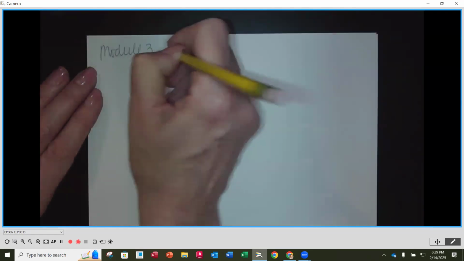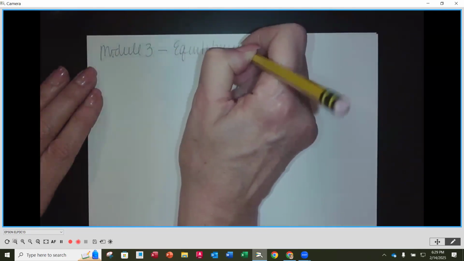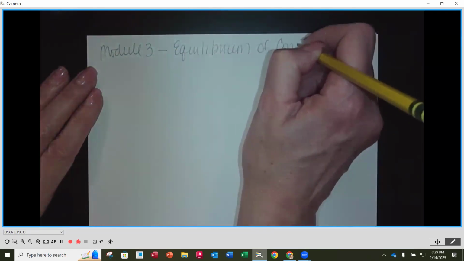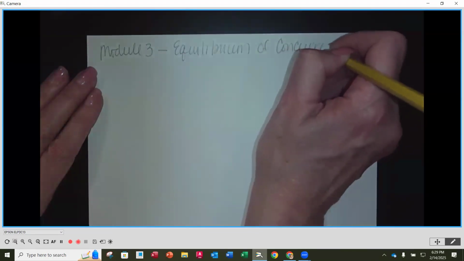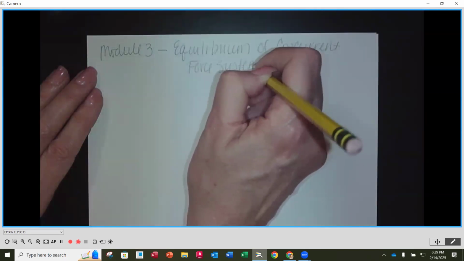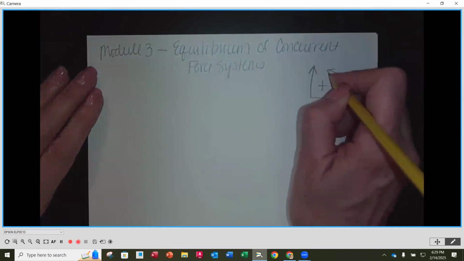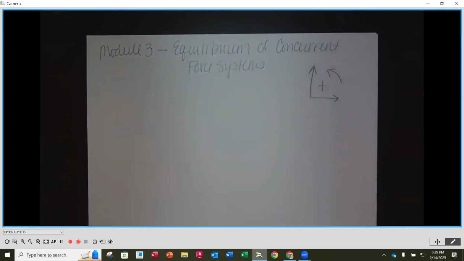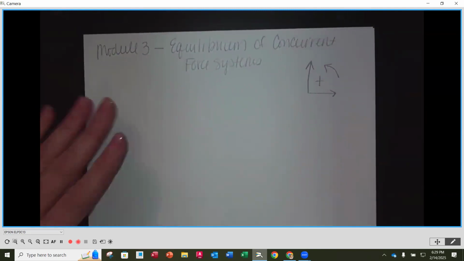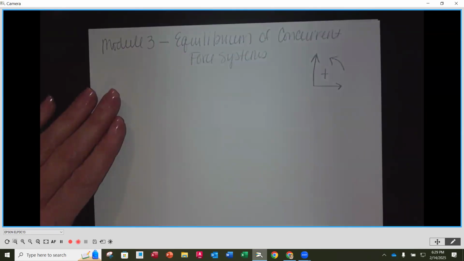So module 3, this is equilibrium of concurrent force systems, okay? This is also going to have our convention. Yes, we aren't using moments just yet, but I think someone asked last time, can I add that in there? Absolutely. It's not going to hurt anything, whether you use it or not. It just completes our convention.